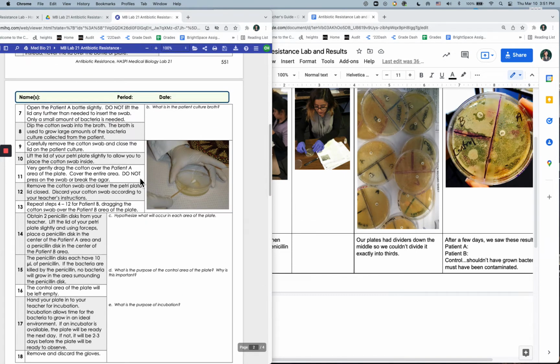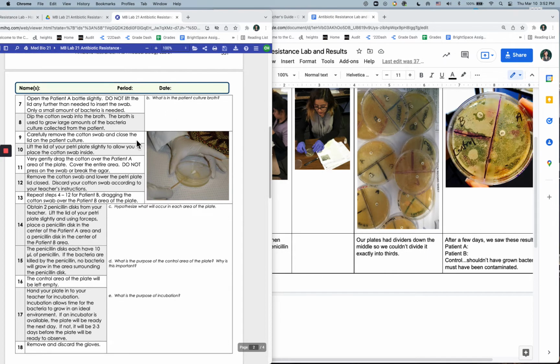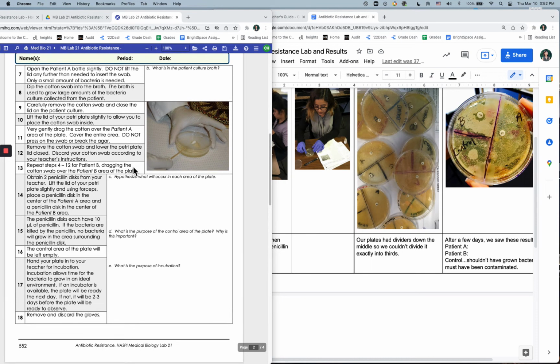And then you're going to be putting it on something called a culture broth, which is kind of like a gelatin, but it has nutrients in it so that the bacteria can feed on those nutrients and grow quickly. So here it says what's in the patient culture broth. Basically, you can just put nutrients to grow the bacteria quickly. Okay, and read carefully all the steps as if you were doing this yourself.